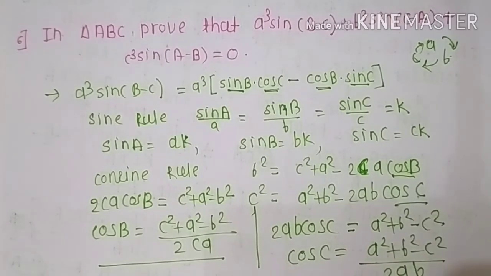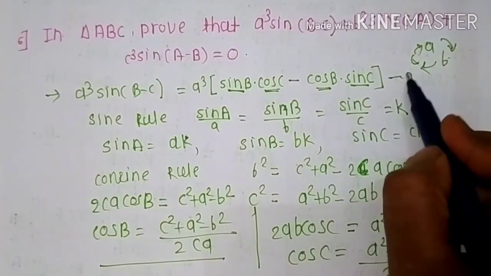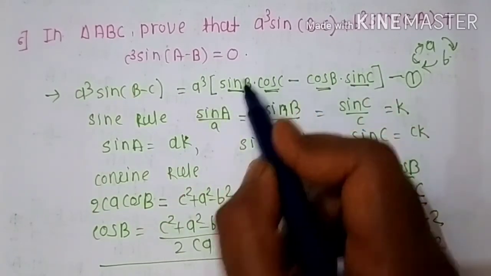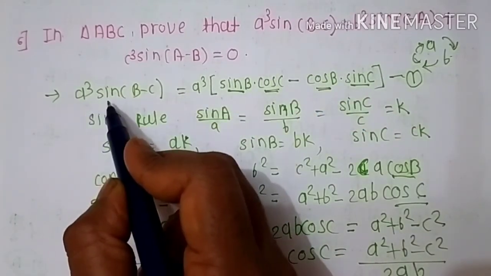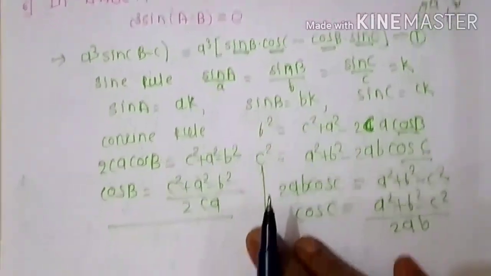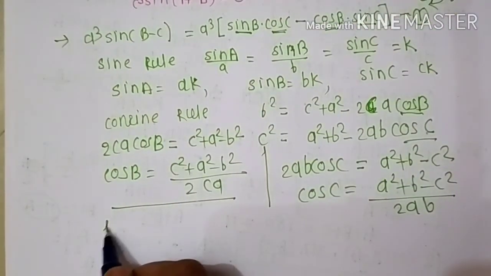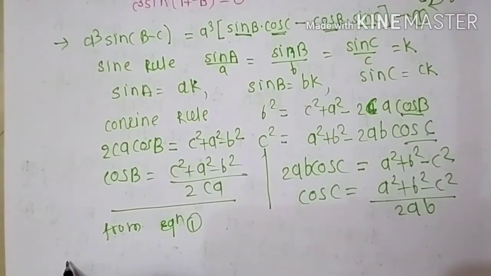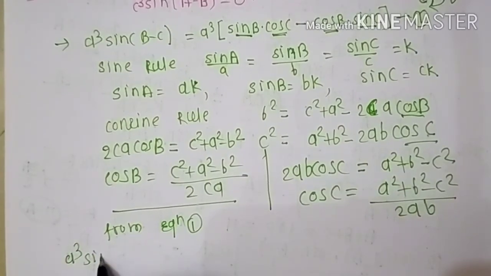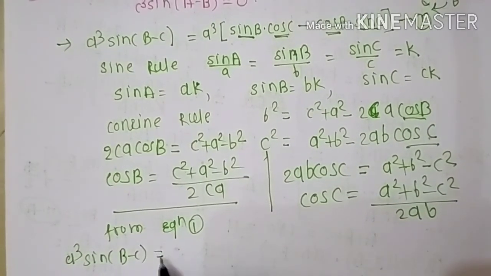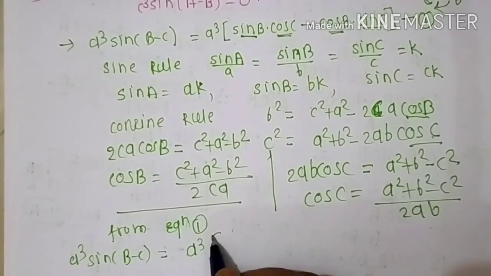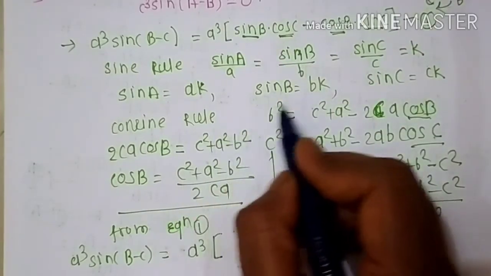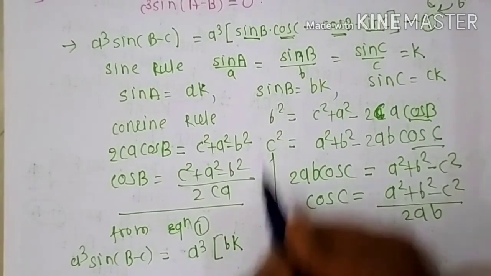Then we substitute these values in our equation 1. We substitute sin B, cos C, cos B, sin C, all these values in this equation, and then we get the simplified term for a cube into sin of B minus C. Therefore, from equation 1, our left hand side is a cube into sine of B minus C is equal to, the expansion of sine B minus C, sine B into cos C. Then what is the value of sine B? b into k into cos C.